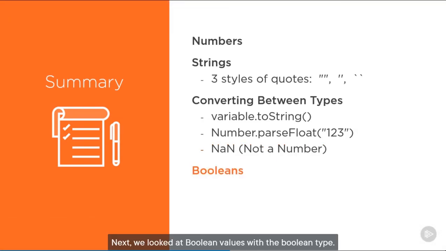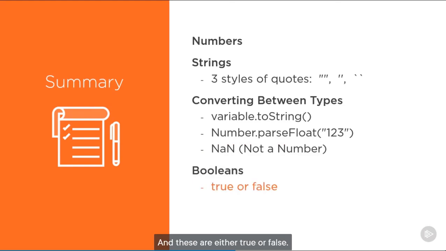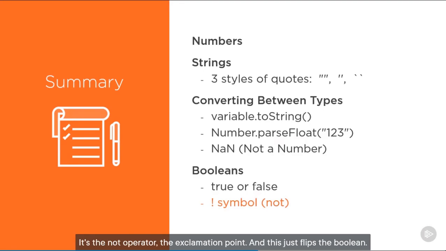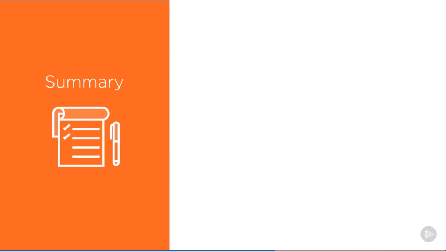Next, we looked at Boolean values with the Boolean type, and these are either true or false. And there's one operator that we use with Booleans. It's the not operator, the exclamation point. And this just flips the Boolean. If the Boolean's true, then the not symbol turns it false, and vice versa.